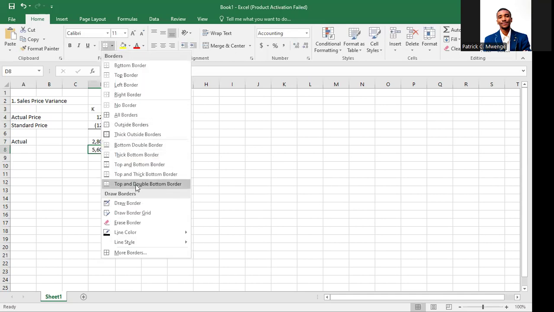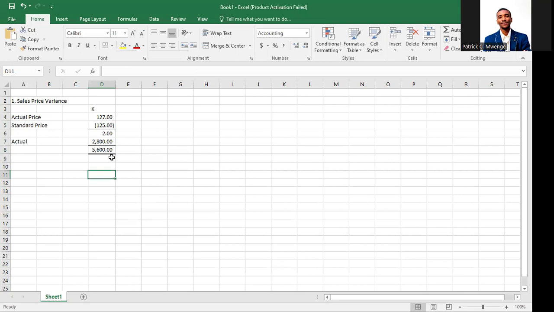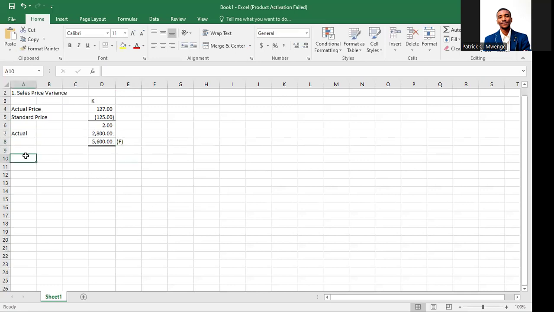But now, what type of variance is this? When we look at the nature of the variance, is it favorable or adverse? When we compare the actual price and the standard price, the actual price is higher than the standard price, which means we are gaining. So it's a favorable variance, right? And what's the second variance? The second variance is the sales volume variance, right?